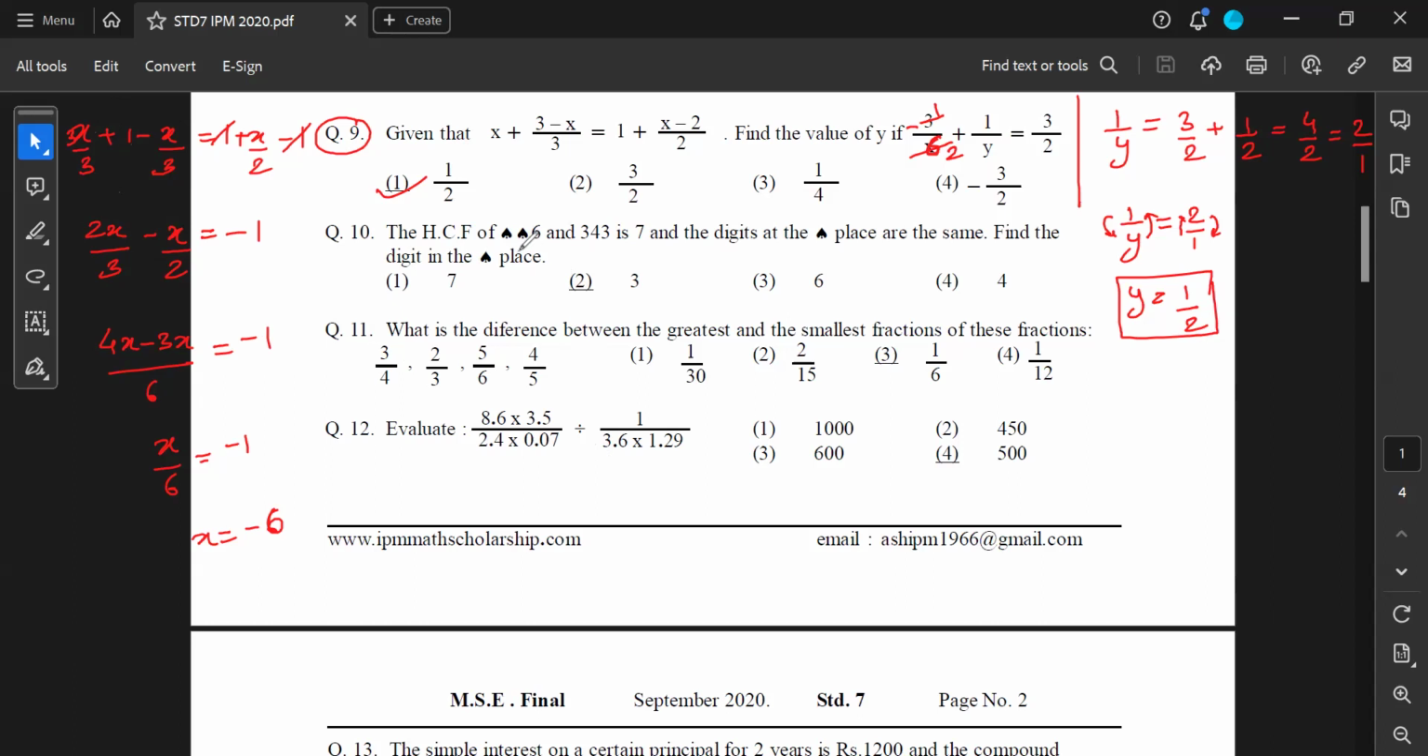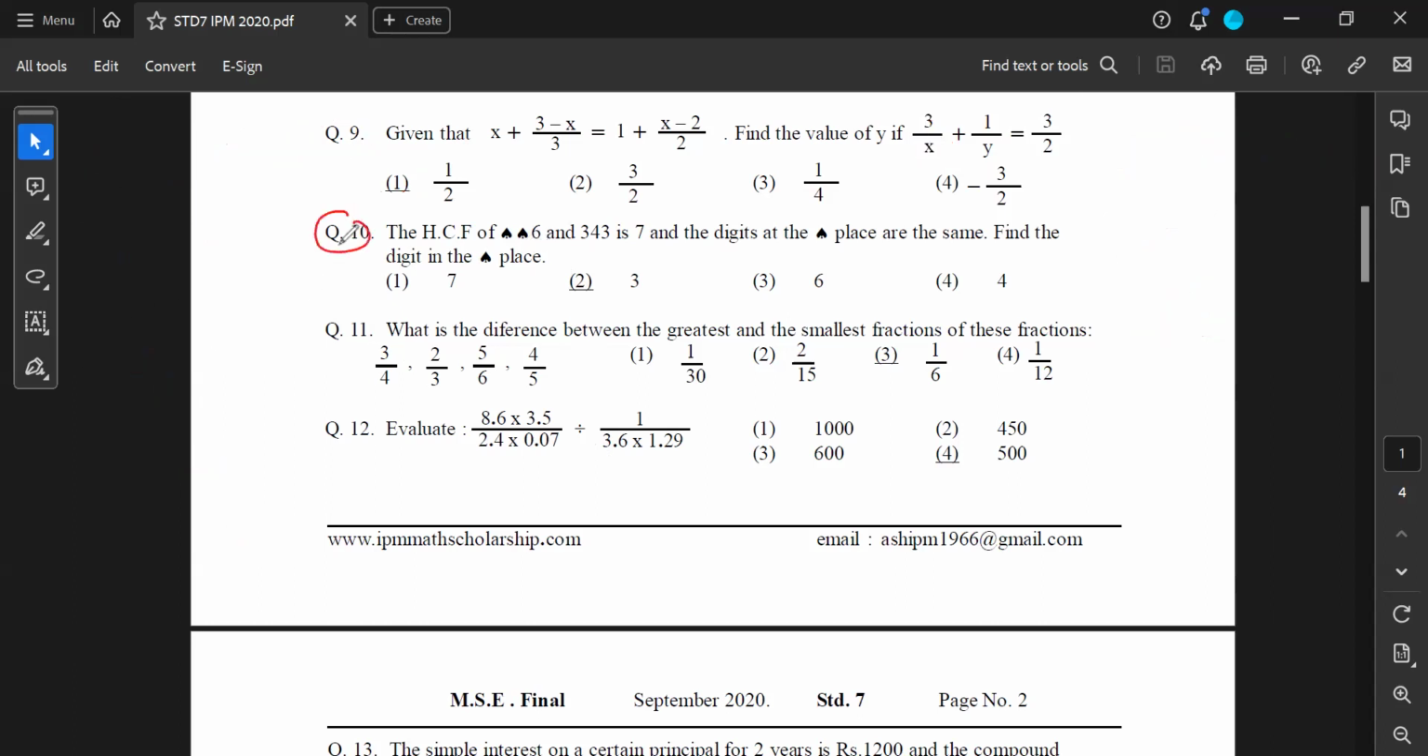Okay, so let's proceed to the next question. HCF of dash dash 6 and 343 is 7. So both are 7's multiple, which means the digits at dash place are same. Find the digit in dash place. In this case, I will generally suggest you to substitute the options and see whether you're getting the correct answer or not.